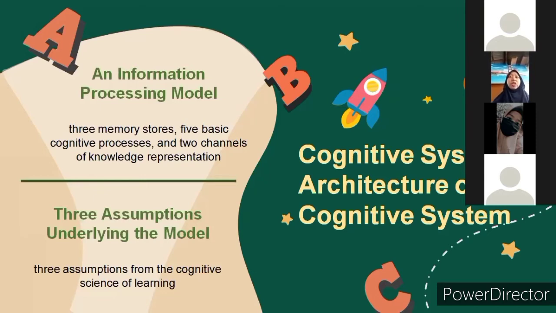The dual channel assumption: humans possess separate information processing channels for visual pictorial material and auditory verbal material. For example, printed words and pictorial material, just like illustration, graphics, animation, and also video. This assumption believes that students perform better on the transfer task when they listen to an explanation and view the corresponding animation than when they only listen to the explanation. Next slide, please.